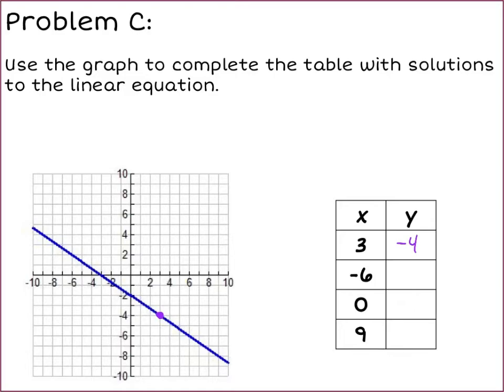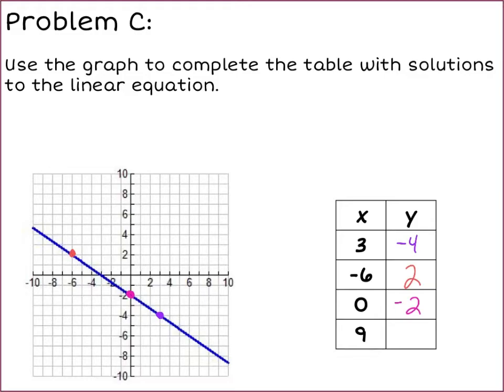I'm going to do the same thing now with the negative 6. So I'm going to go over to negative 6, but again, I have to go to where the line is. So it's up here at positive 2. So my solution is 2 when I'm given negative 6. Same thing now for the 0. The 0 is here in the middle, but I need to go down to where the line is, so that's going to be at negative 2. So my solution for that one will be negative 2.